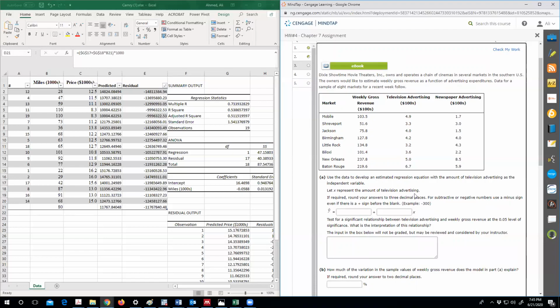So let's understand this. Use the data to develop an estimated regression equation with the amount of television advertising as the independent variable. So this is the X. Let X represent the amount of television advertising. If required, round your answers. So what is our Y?